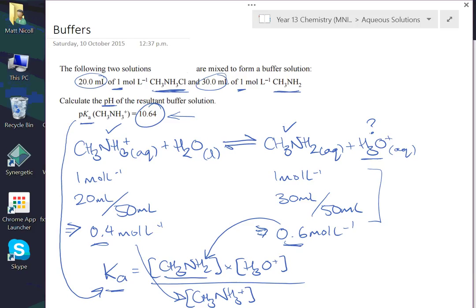The other thing that's a good check to do is what had more added. Was there more base, so more of this added, or more acid added, this one here? And what I look at is 20 mils versus 30 mils. There was more base added. So I expect my pH to be greater than my pKa. And sure enough, 10.8 is greater than 10.64. So that also reassures me that I've got it right.